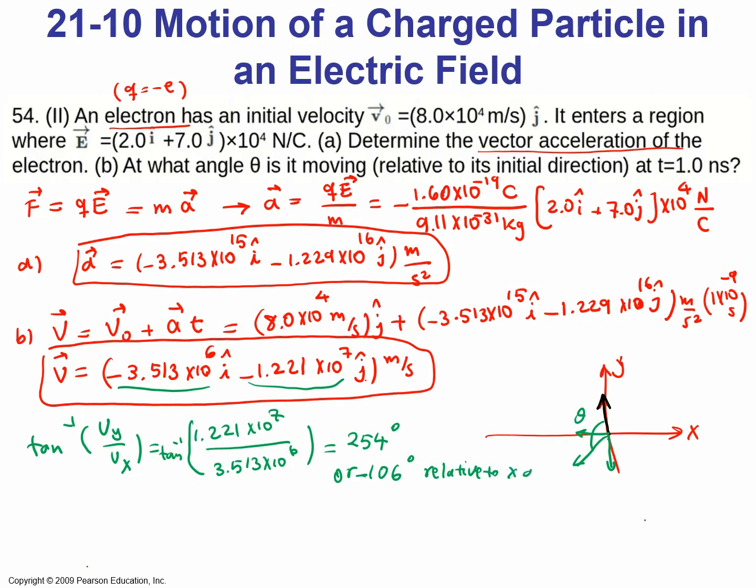Relative to the x-axis. What we need is actually the theta, the angle that the velocity is forming with respect to the initial velocity, v0. And in order to obtain theta, we should subtract 90 degrees from that. So we say 254 minus 90 degrees, and it gives us 164 degrees with respect to axis y, which is the initial direction.